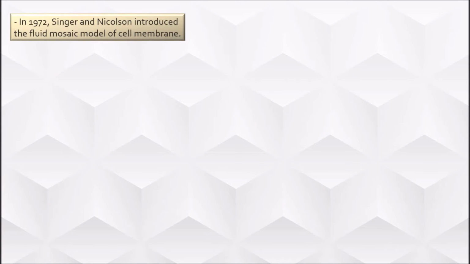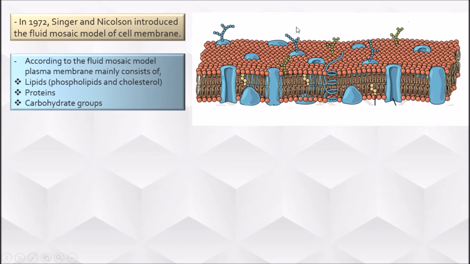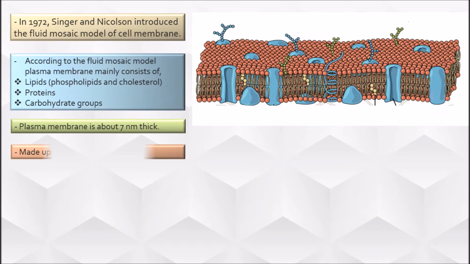In 1972, Singer and Nicolson introduced the fluid mosaic model of the cell membrane. It is the currently accepted model, although changes occurred over time. According to the fluid mosaic model, the plasma membrane mainly consists of lipids, proteins and carbohydrate groups. The plasma membrane is about 7 nanometers thick.